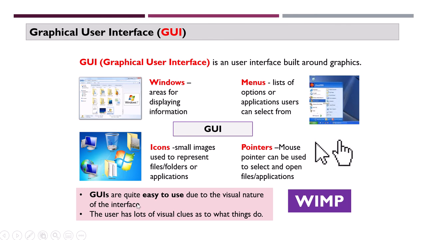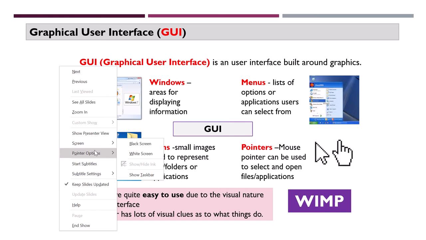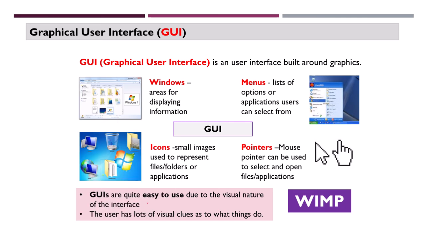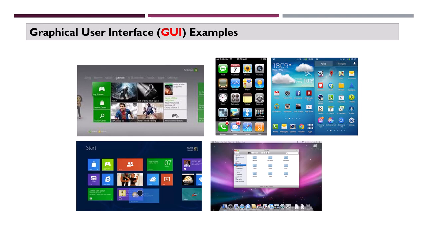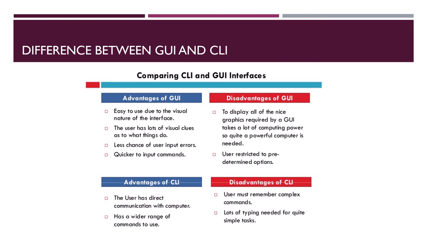A graphical user interface is quite easy to use because of its visual nature. So this is the advantage. And also we understand that the user has a lot of visual clues on what he has to do. These are all examples of graphical user interface. So you can see your iPhone screen, your Android screen, your Windows 10 start menu, your Mac OS screen. These are all examples of graphical user interface. Why? Because they all rely on graphics or visual graphics.